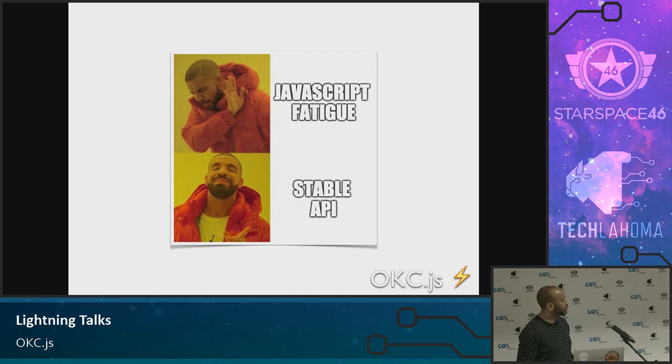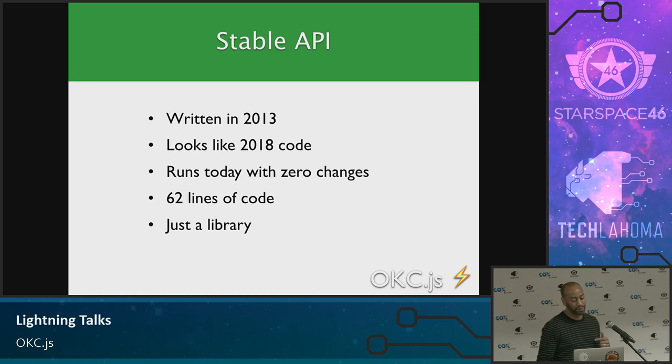But one of the things I love about ClojureScript, like I said, I've been writing this since 2012. I don't really know JavaScript anymore because I haven't written JavaScript for years. But I think ClojureScript really gets at what we talk a lot about, JavaScript fatigue, and it pushes back on that and instead chooses a stable API. And this, I think, is maybe the biggest selling point of ClojureScript. The demo I showed you was written in 2013, and it looks exactly like code that we write today. It ran with 0 changes, and it's about 62 lines of code, right?